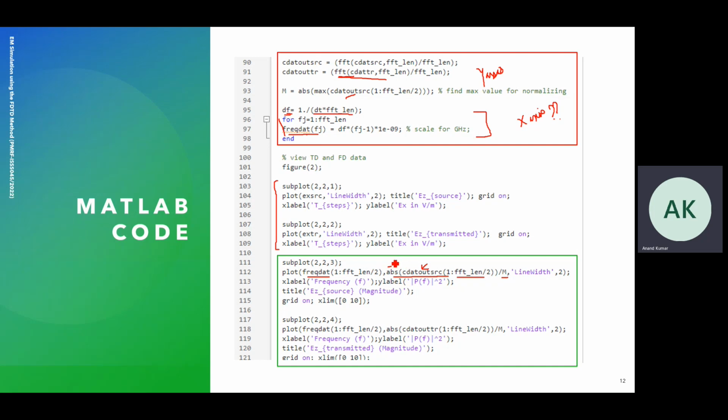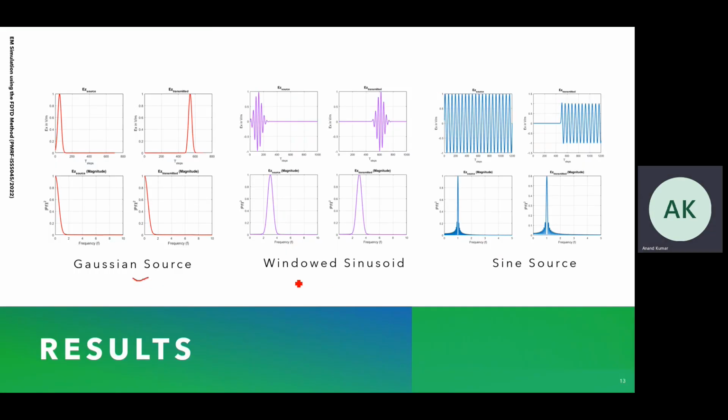Yeah, so this absolute gives you the magnitude of the frequency domain result, and if you want to see the phase, you have to use, I think, angle, ANGLE. You can check this in MATLAB. So absolute is the magnitude, and angle gives the phase. You can obtain both magnitude and phase results. So this was all that was required for calculating the frequency domain results. We did see the result for Gaussian source, windowed sinusoid, and a sine source. This is all generated from the code on the previous slide.